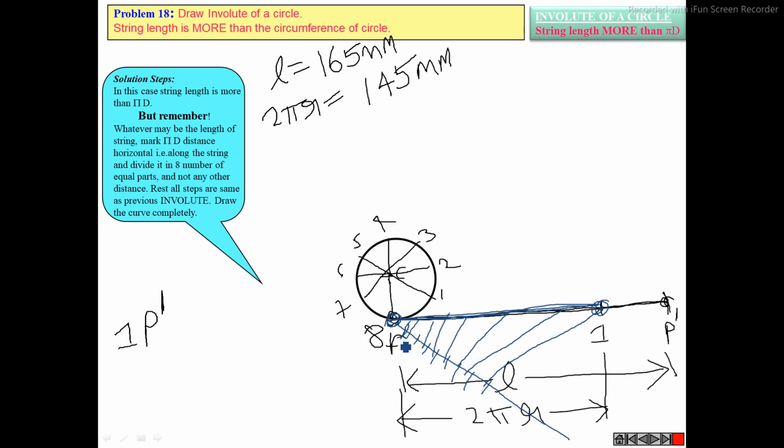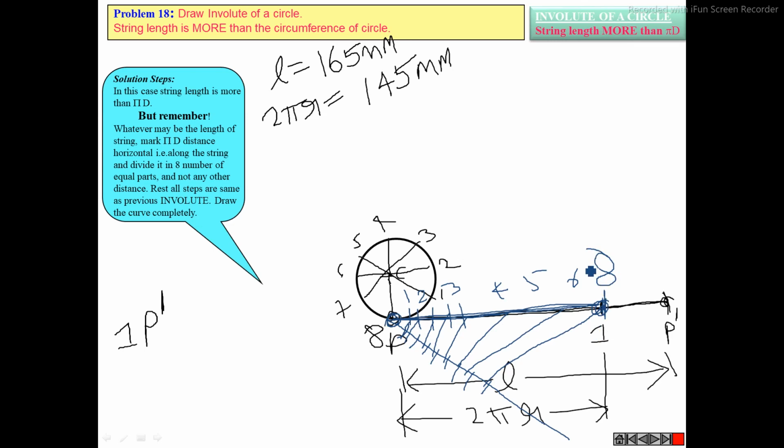These parallel lines intersect the initial tangent line at this point, this point, this point, this point, this point, and so on. And then we will name these points as 1, 2, 3, 4, 5, 6. Yes or no? Yes, sir. Then we will find that this point will be your point number 8. Clear?